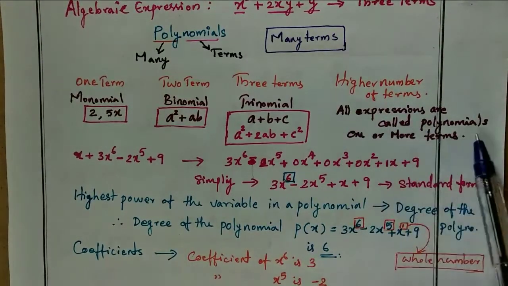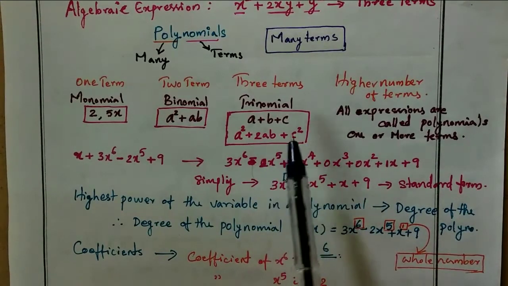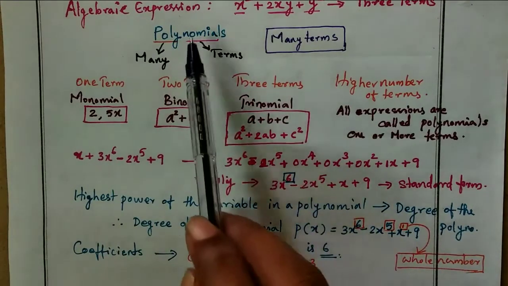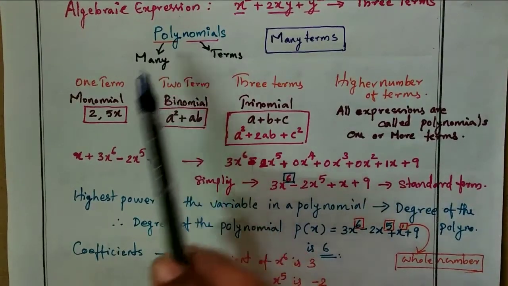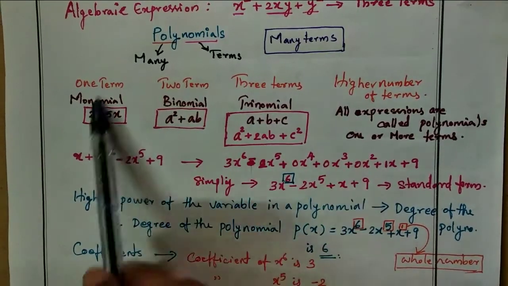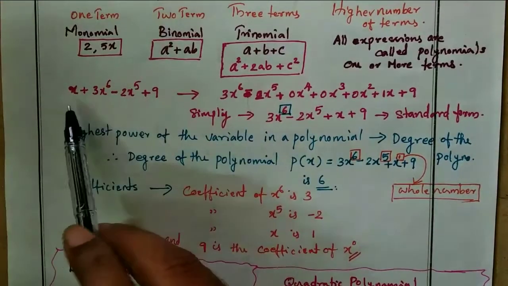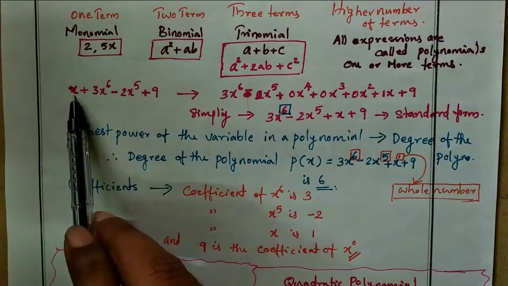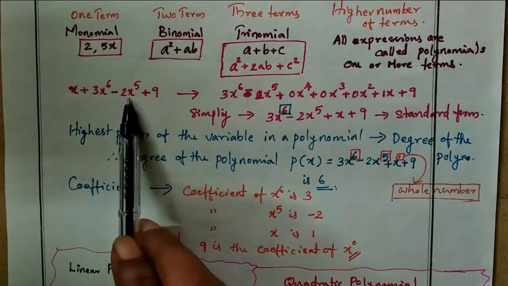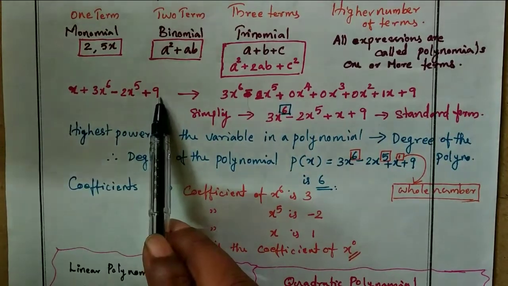All expressions are called what? Polynomial. And simply we can say one or more terms contained in an algebraic expression are called a polynomial. That means monomial, binomial, trinomial, these are all polynomials. Then we have another example. X plus 3x raised to 6 minus 2x raised to 5 plus 9 is one example of a polynomial.